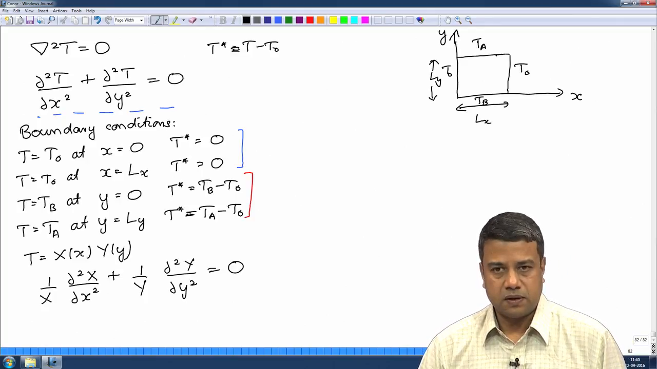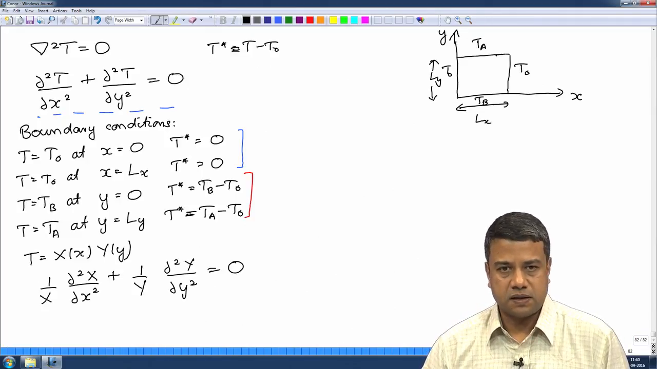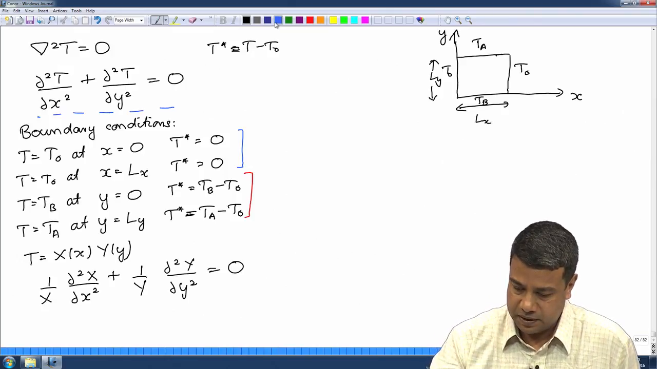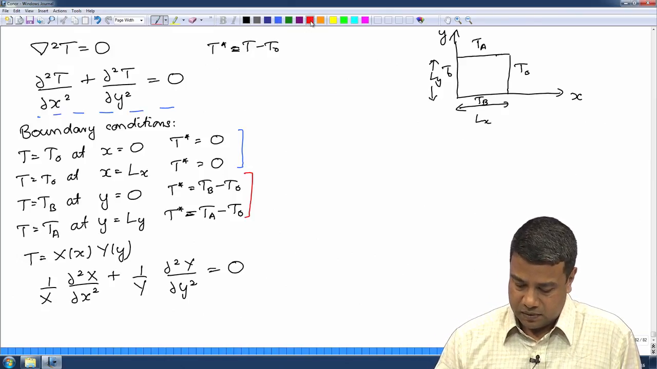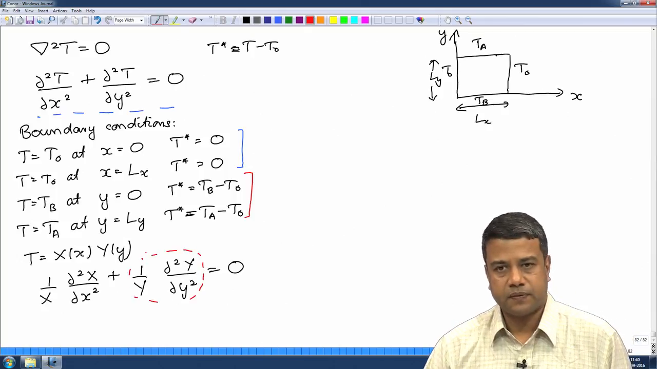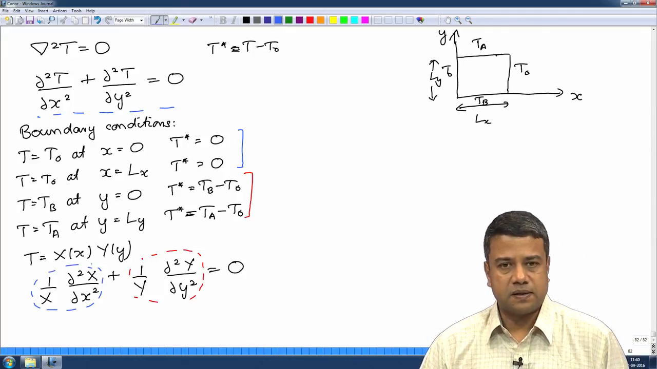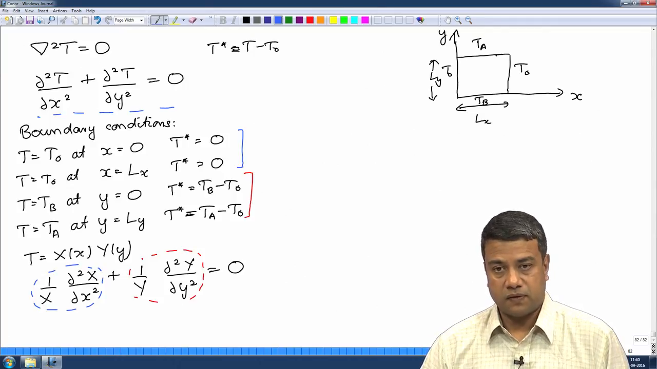So, I substitute that temperature is some function of x times some function of y, insert it into the equation, and divide throughout by x times y. Once you do that, you have one term which is only a function of y and the other term which is only a function of x. Therefore, both of these terms have to be equal to constants.